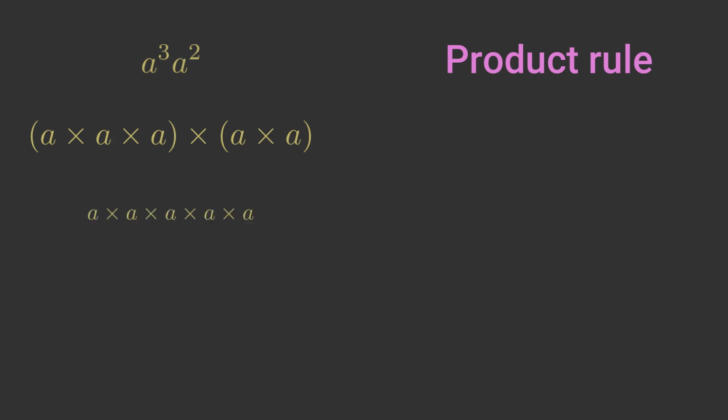We will look at each rule in more detail to understand why it is true. We will start with the product rule. A cubed multiplied by a squared can be written as 2 terms. The first is a times a times a. The second is a times a. They are multiplied together. Merging these products, we have 5 terms in a, all multiplied together. This, of course, is a to the 5th power. In general, a to the p times a to the q is equal to a to the p plus q.